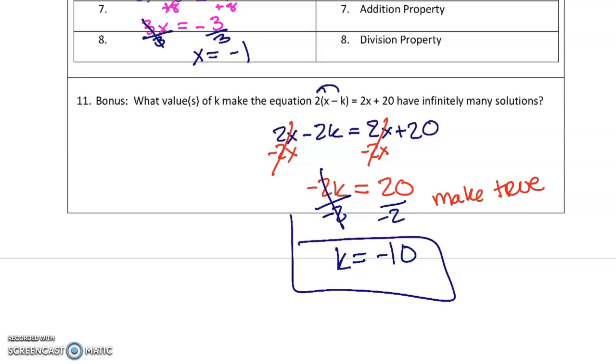And that's it. That's what your test looks like. And good luck.